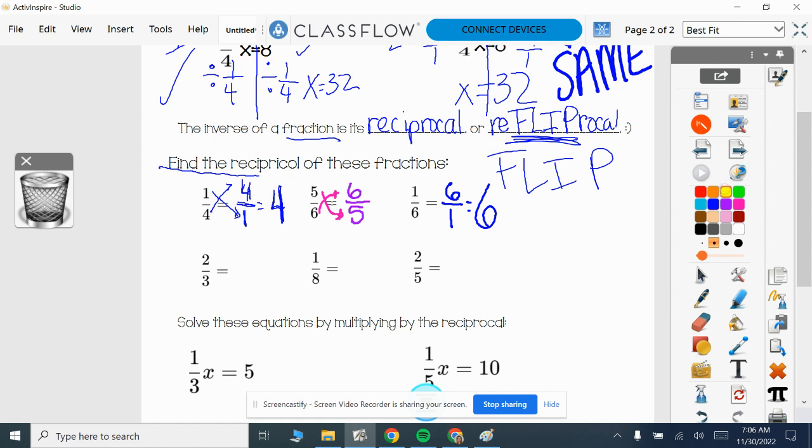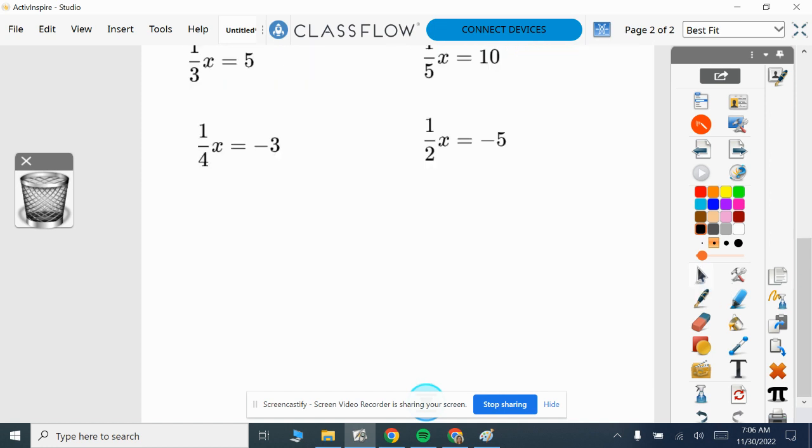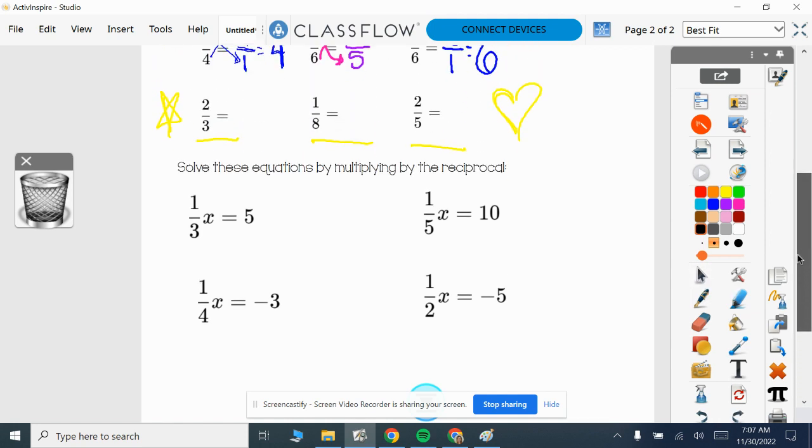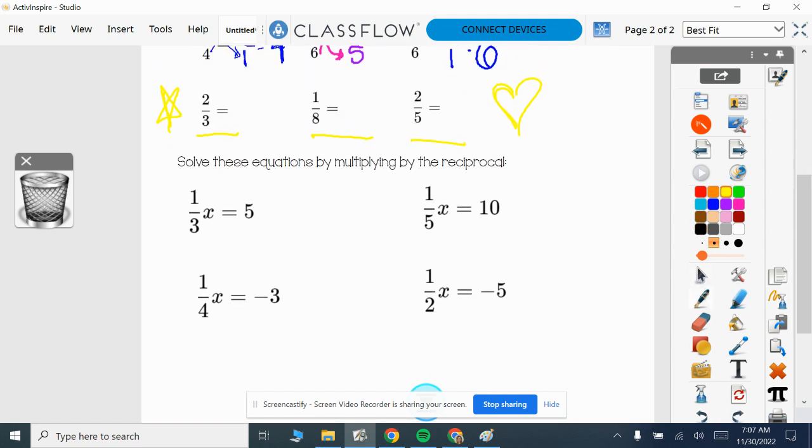So you are going to raise your little cute hand and get a little heart and a star from me when you get to this part of the video, and you're going to do these 3 problems on your own. You are going to find the reciprocal. Now, solving problems, I'm going to do 2 of these with you.